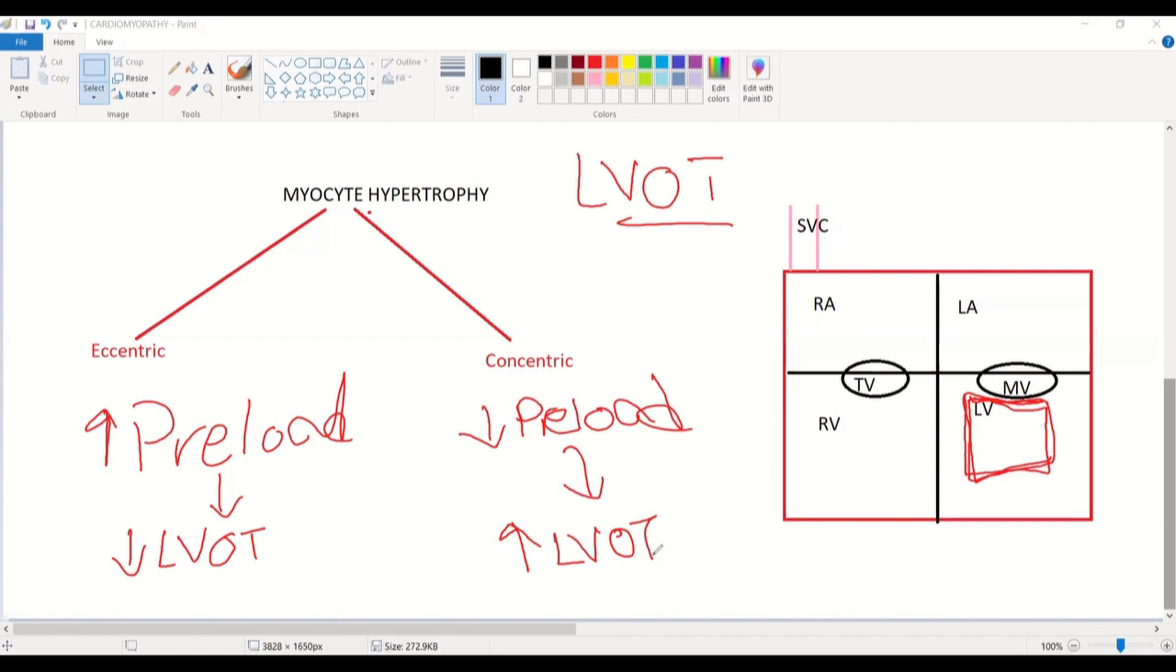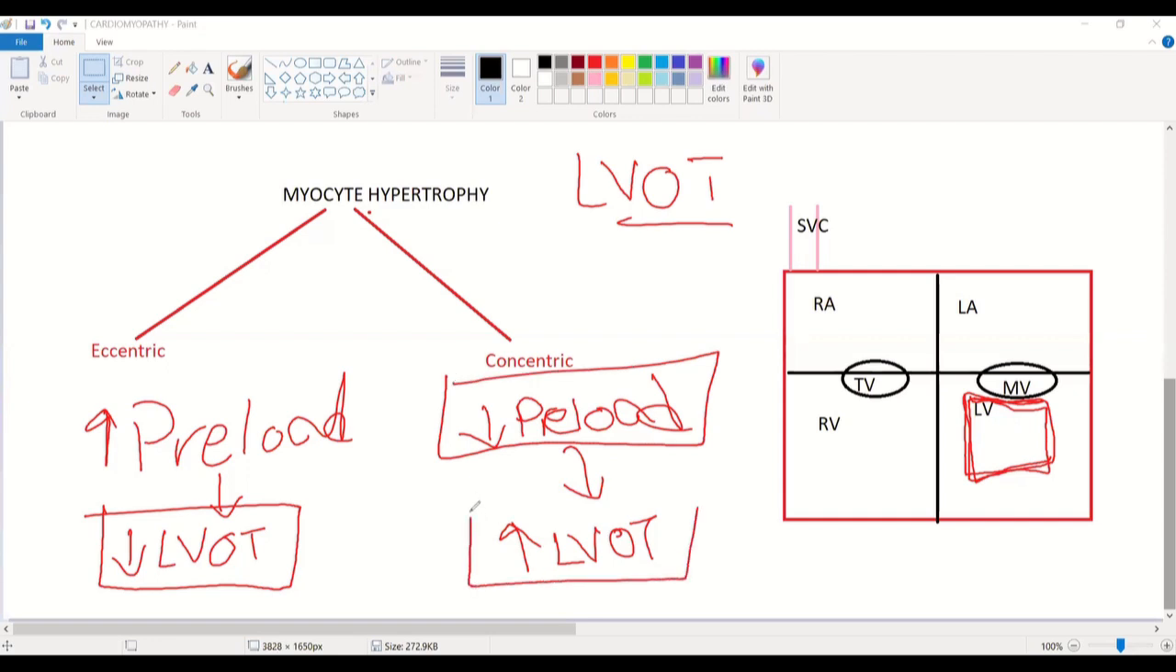Say that one more time, please. Okay. Increased preload means decreased left ventricle outflow tract obstruction, right? Decreased preload means increased left ventricle outflow tract obstruction. So anything that leads to decreased preload will increase the LVOT obstruction, and increased LVOT obstruction means increased intensity of the systolic ejection murmur.